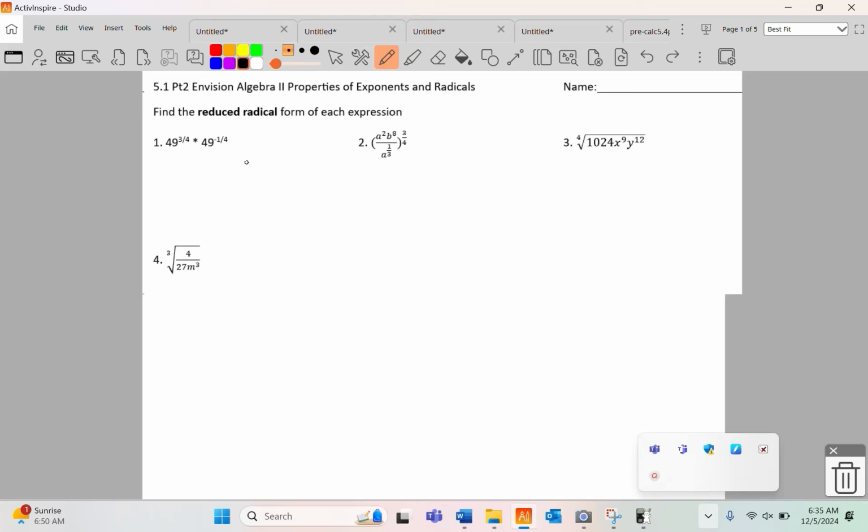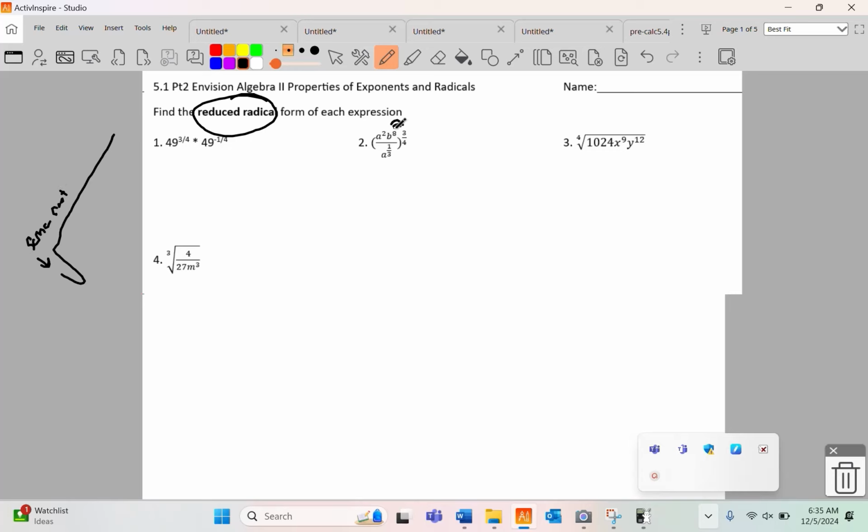So I'll start with number 2. Number 2 is actually somewhat difficult, but I want the reduced radical. So I want everything in a radicand of the same root. That's the thing. Everything is in the same root of a radical. And 2 is kind of tricky to do.